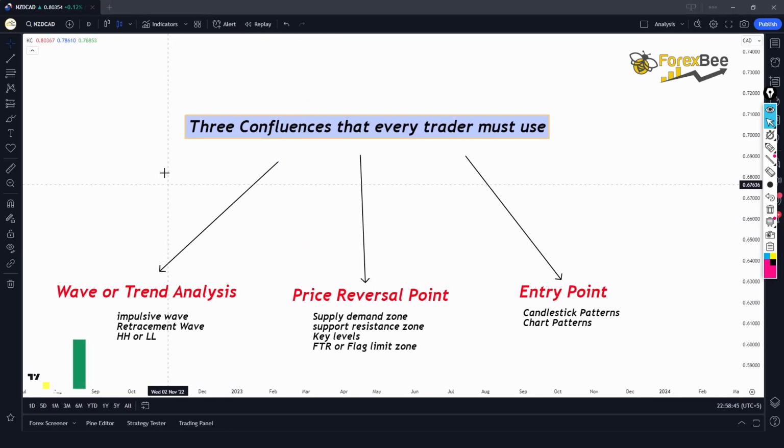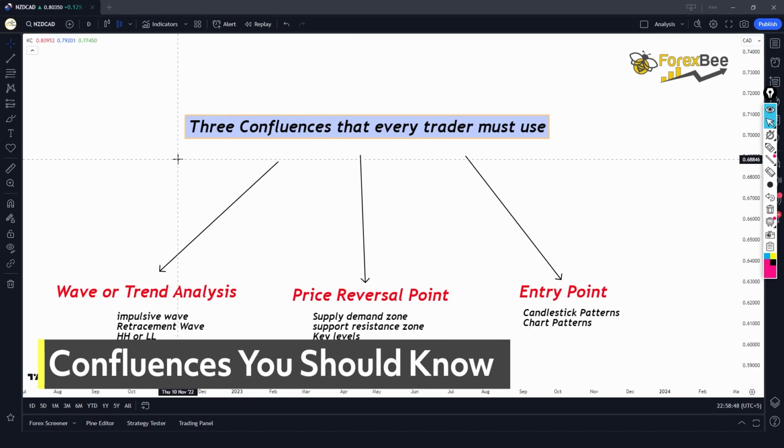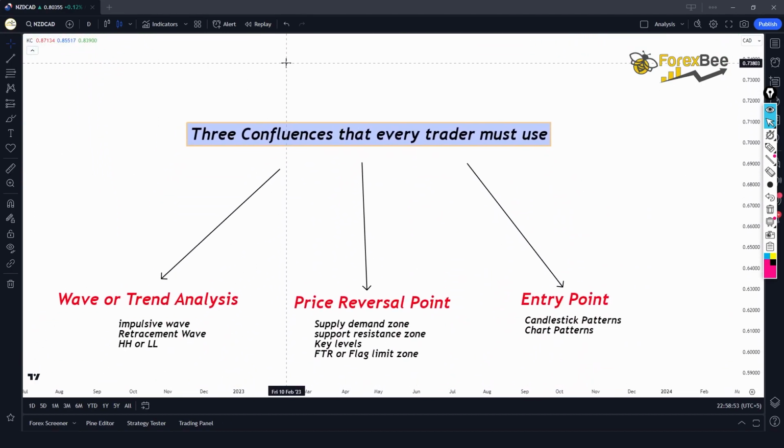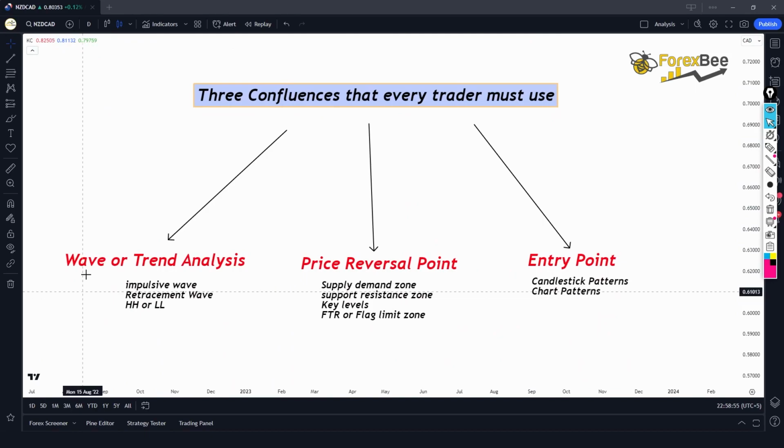In this video, I want to share with you my exact process that I use for taking my profitable trades. First of all, what you have to keep in mind is that you should not base your analysis on a single type of technical tool. For example, you should not only rely on a wave or trend analysis. You should neither rely solely on entry points, candlestick patterns and chart patterns. You have to combine these analyses into one comprehensive analysis, and that's exactly what you are going to learn in this video.